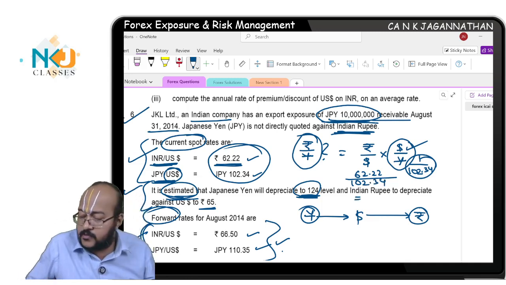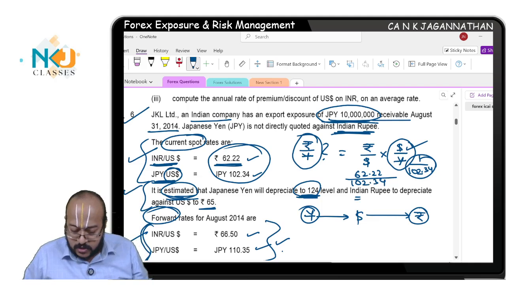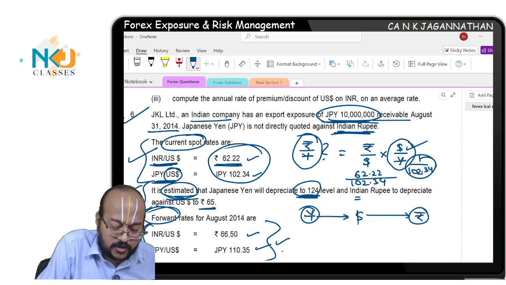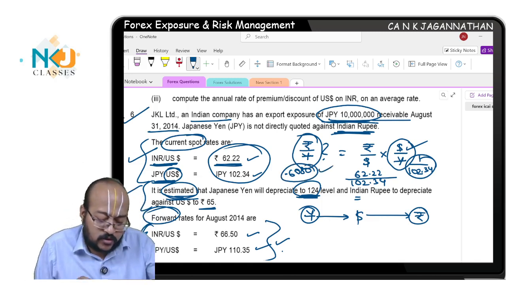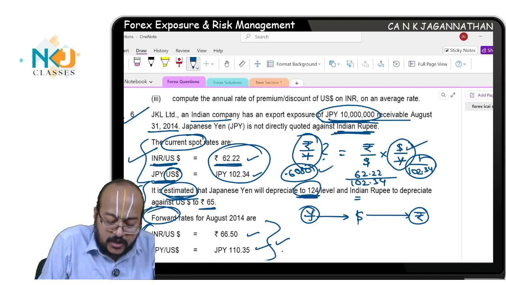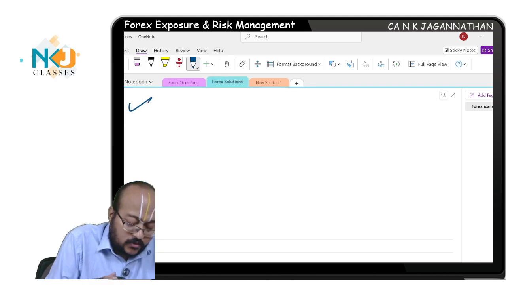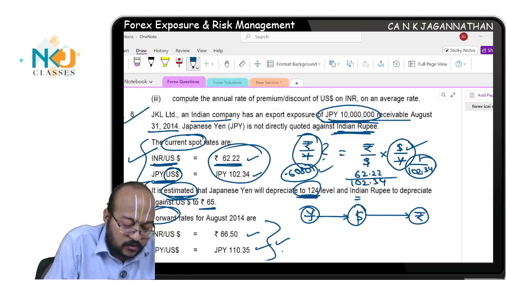Are you all understanding? How much is that? Please tell me. 62.22 divided by 102.34 is 0.6079, 0.6080; I am rounding off to 4 decimals. What happens here? I need to sell yen, get the equivalent dollar, then sell dollar and get rupee. Now, you have how much to sell? 10 million yen to sell. Now you see the solution, you will understand how you compute the cross rate.